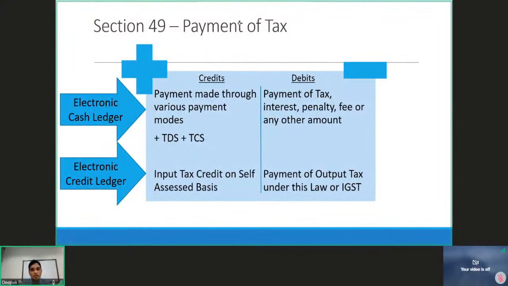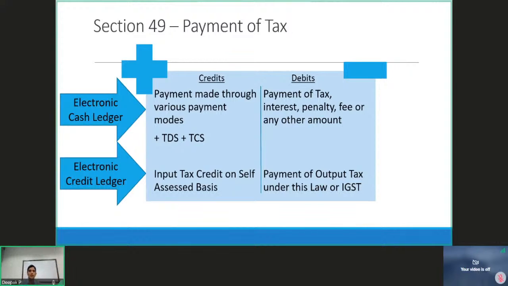This gives you clarity on your payment of tax. Section 49, which says payment of tax, requires you to maintain two ledgers, the electronic cash ledger and the electronic credit ledger. Now, what happens in your electronic cash ledger is this. An electronic cash ledger is created once you register. Similarly, the electronic credit ledger and liability register also get created when you register itself. Once you register on your portal, you will find that these electronic ledgers are maintained for you, of course, with a balance of 0.